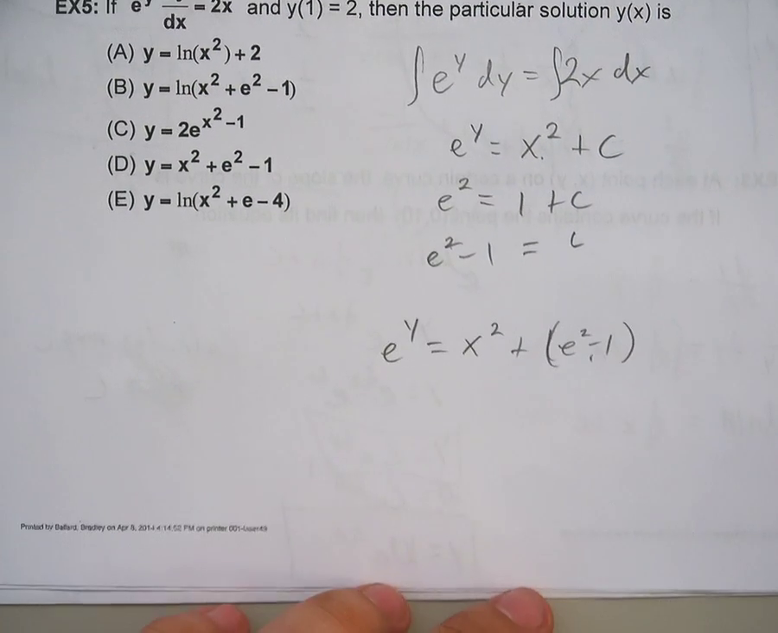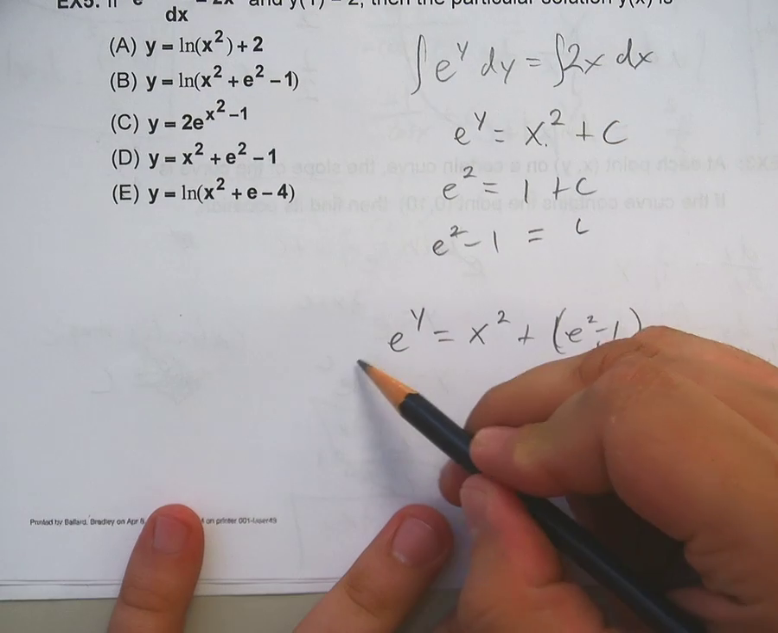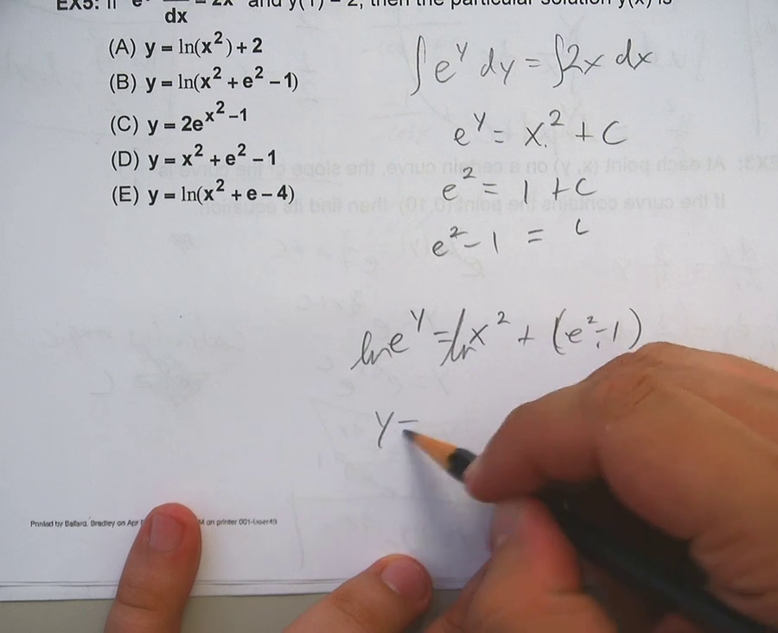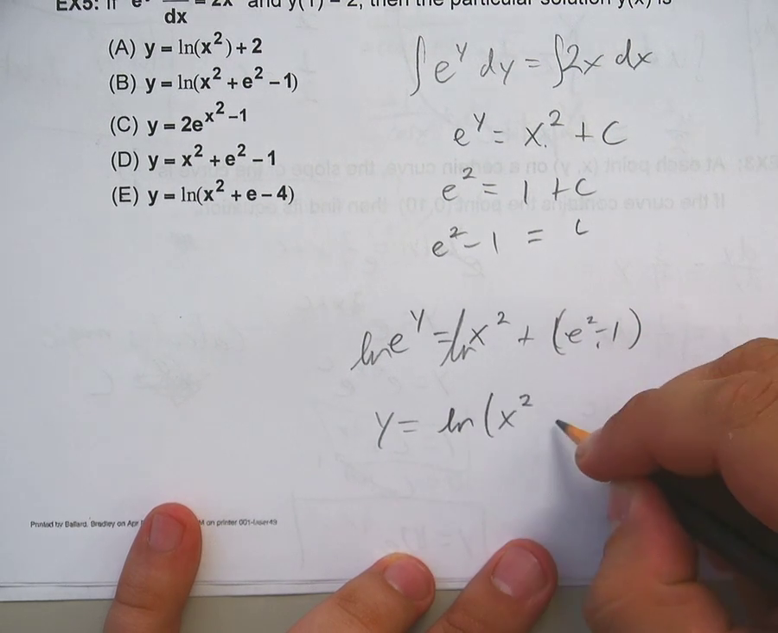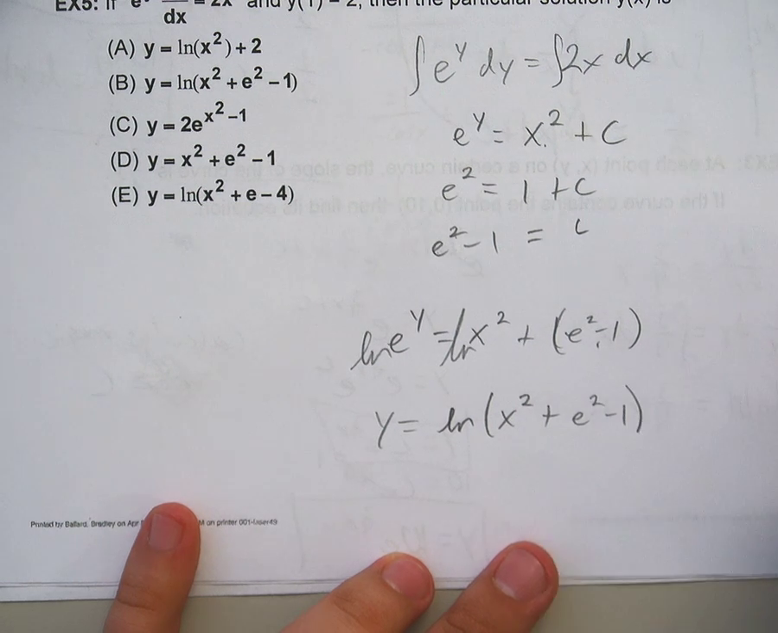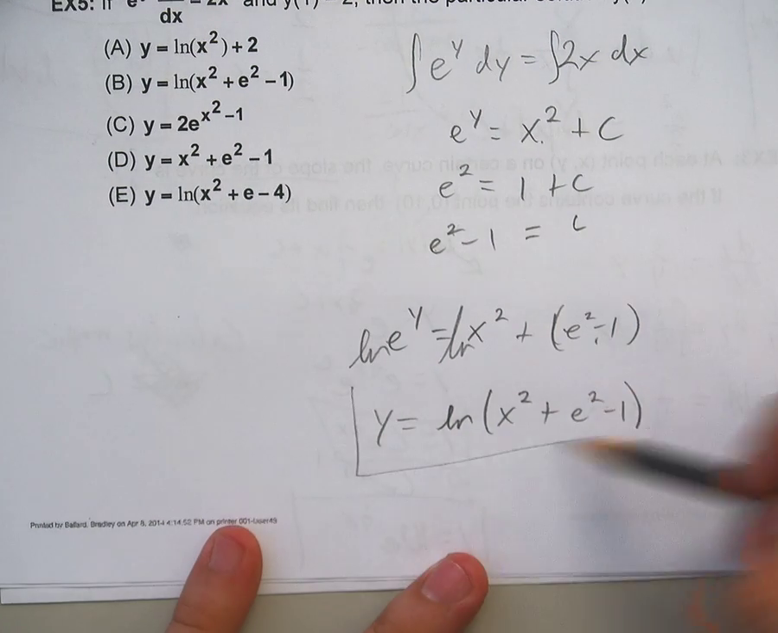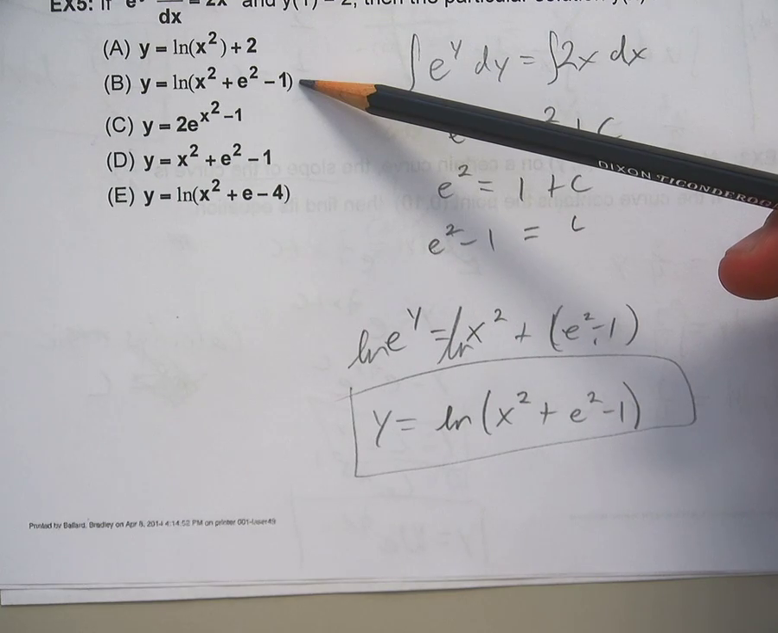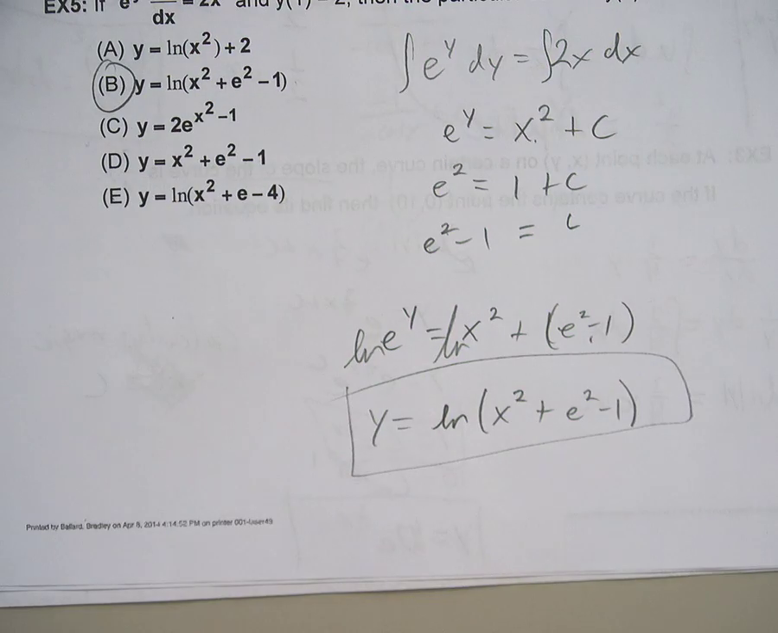Now, of course, I can't leave it like that. I need y. All these are in y equals, so I need y. So I'll natural log both sides. And I'll get y is equal to the natural log of x squared plus e squared minus 1. Yahtzee! Fun times!